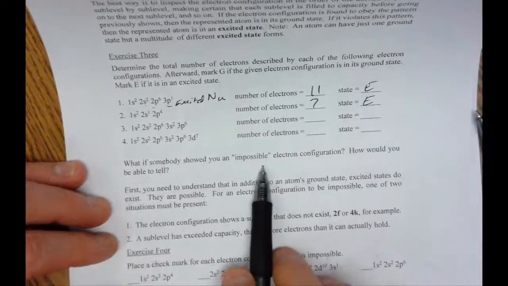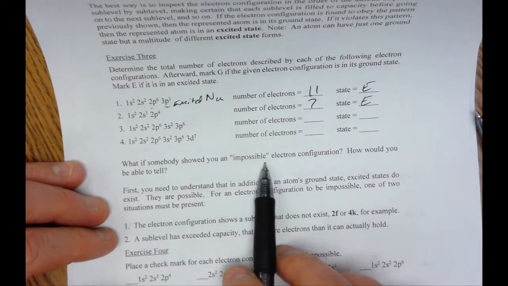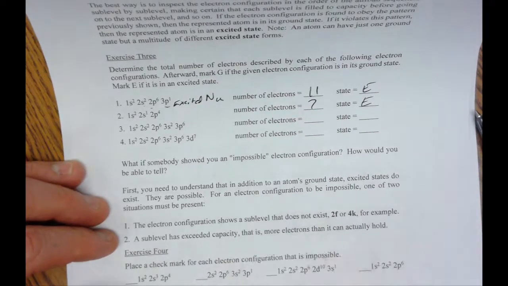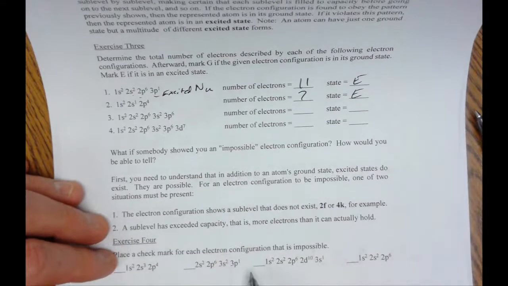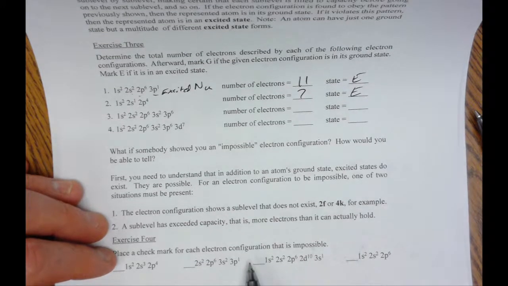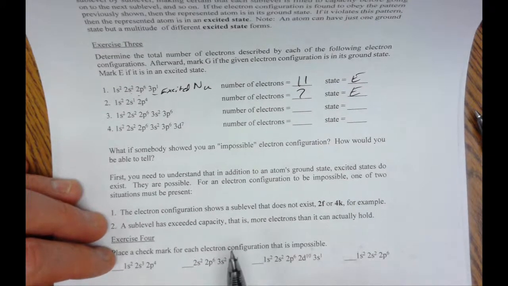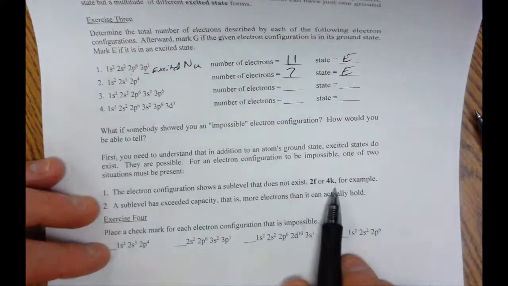And what if somebody showed you something and said it's just excited, and you're like, no, it's not just excited. You cannot have that. How do you know? Well, it's like somebody saying it's in the 1d orbital. The first principal energy level only has an s sublevel, so it can't be in a 1d orbital. That's what you're looking for. They give the examples, 2f or 4k.